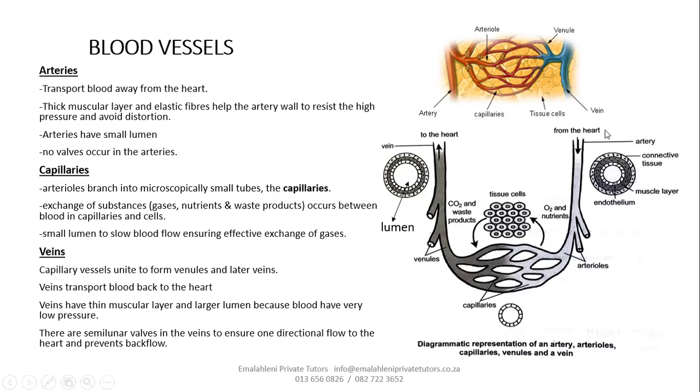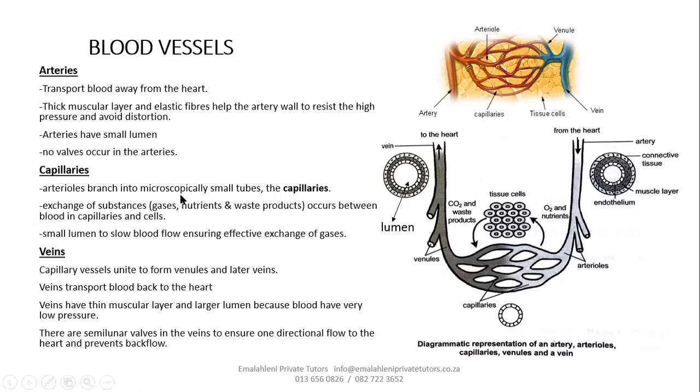How are they adapted to that? They are adapted through what we call the thick muscular layer, and also the elastic fibers. Then we also see that the lumen, the opening here, is not that big. It's a small lumen compared to the lumen, the opening where the blood flows, of the veins. So it needs to be pumped under pressure, and when it's pumped under pressure, it makes sure that all the oxygen and nutrients reach all the cells, all parts of the body.